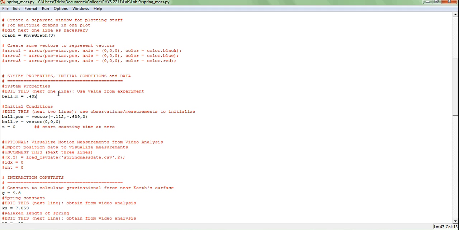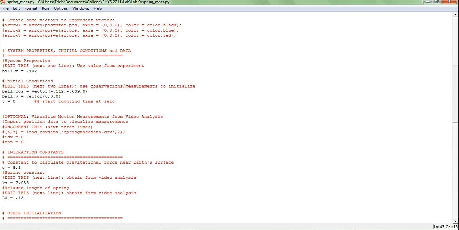So I first updated the code that was given to us in lab by updating the mass based on what was given to us, and updating the initial position of the ball or the mass based on my Tracker data. And then I kept my spring constant the same as I used in the lab, and the relaxed length the same as in the lab, because the spring is the same one used in the at-lab lab.